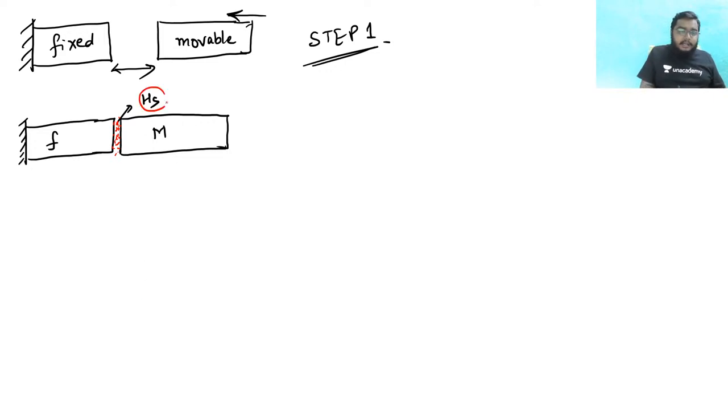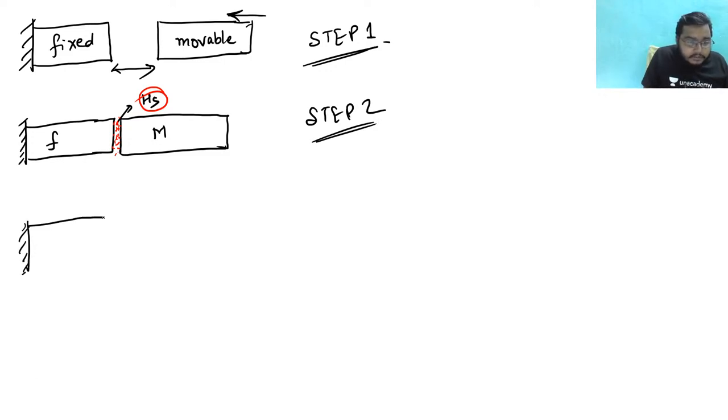Now once sufficient amount of heat is generated, this is the second step. Now in step 3, again there is a fixed plate. So this is my fixed plate. And in step 3, you are just applying the pressure. So when you apply the pressure, you will get a joint like this.